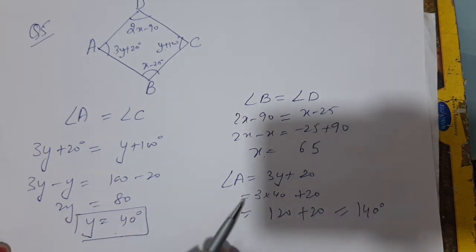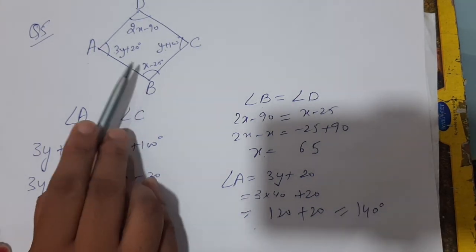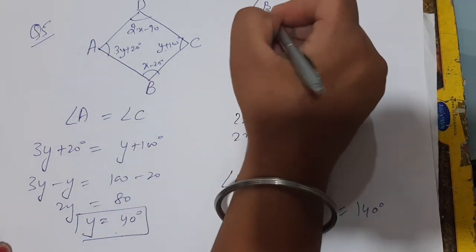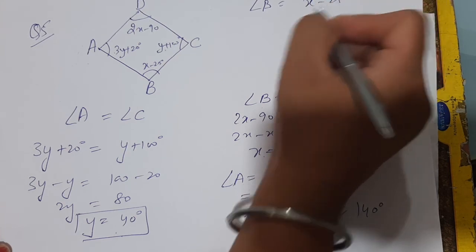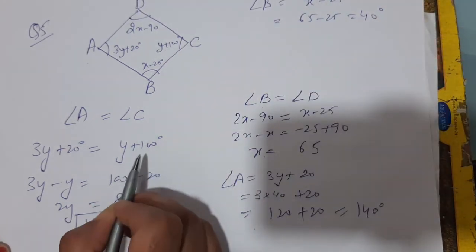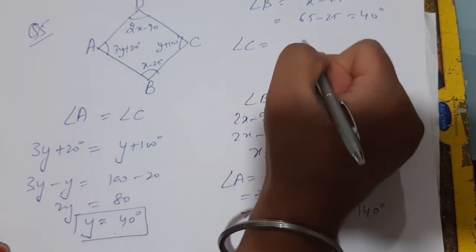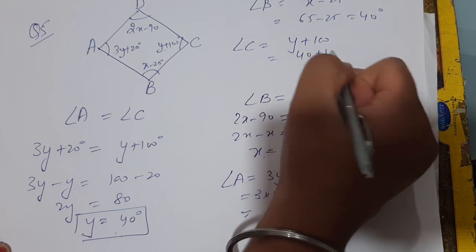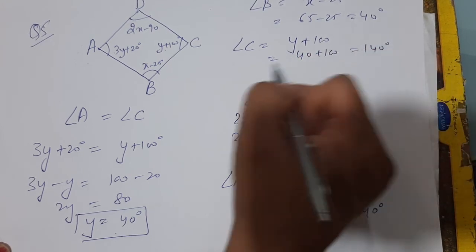Similarly, beta, in the same way, you can put the value of x in place of B. So, what you will have? Angle B will be equal to x minus 25. X is 65. 65 minus 25 is 40 degree. Similarly, what is your C? That is y plus 100. What is your y? 40. 40 plus 100 is equal to 140.